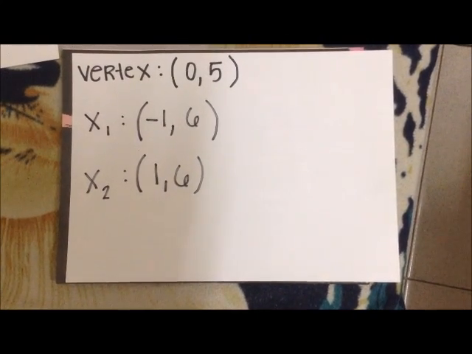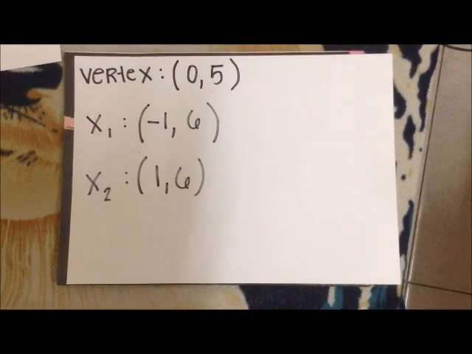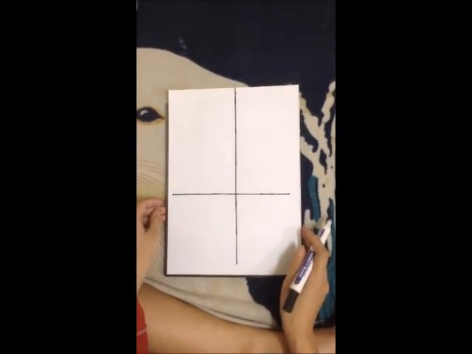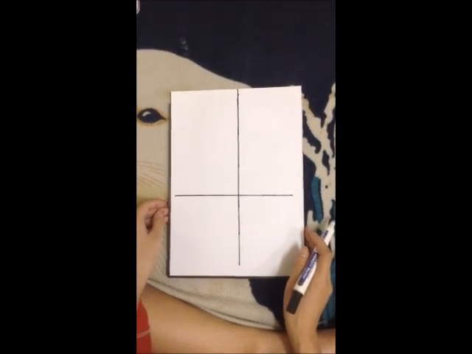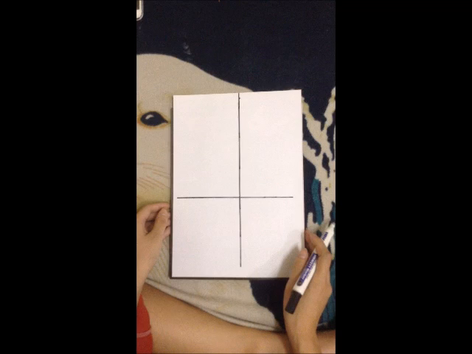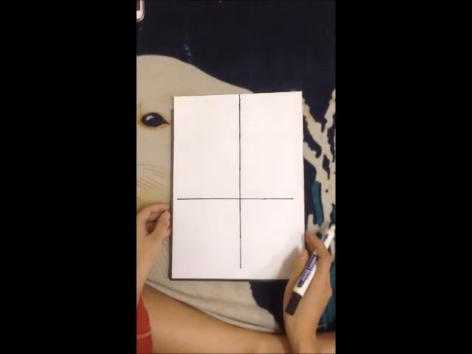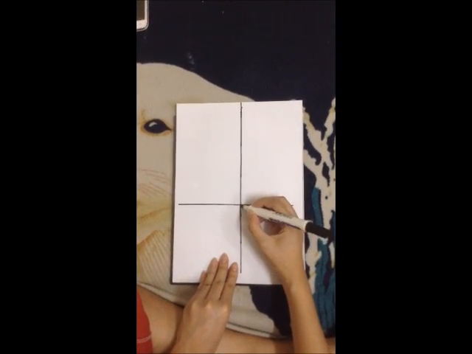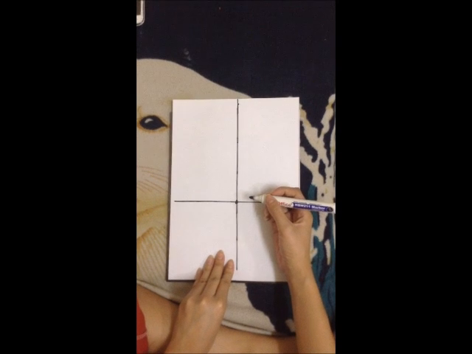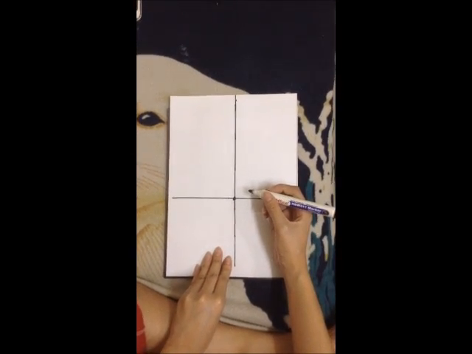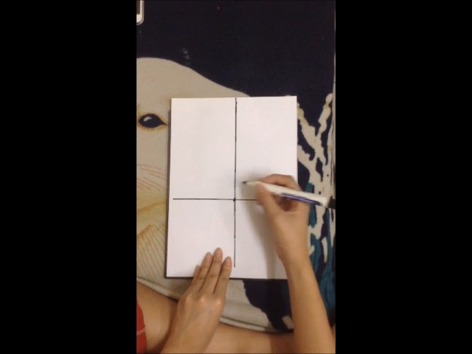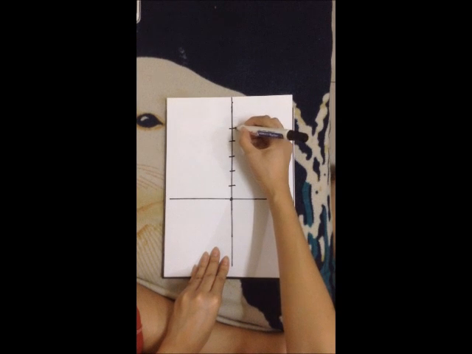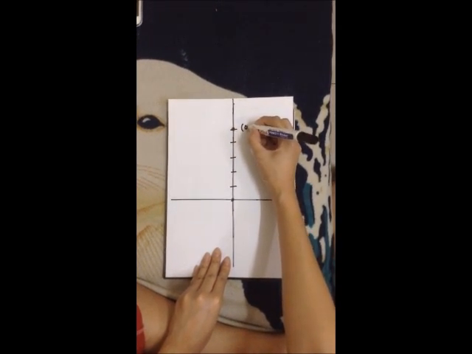Now it's time to graph it in the Cartesian coordinate plane to show you the graph of the function. So this is our Cartesian coordinate plane. First, we must put the value of the vertex. The vertex value is x equal to 0 and y equal to 5. Since x is 0, it is placed here, and since 5 is on the y-axis and it's positive, we move up. 1, 2, 3, 4, and 5. The vertex is in here.